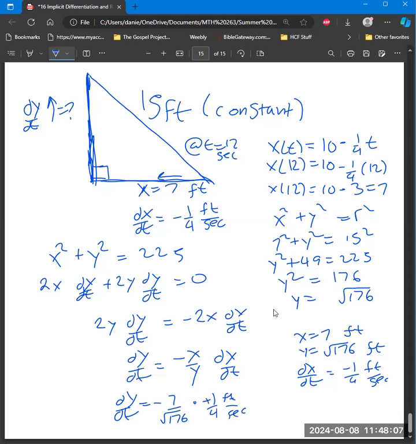Negative times a negative will make a positive. This is about 0.1319 feet per second. Remember to answer your problem in a way that makes sense to your audience that you're trying to speak to. So if this person is dealing with a ladder and things, we're probably not going to want to answer in square roots.